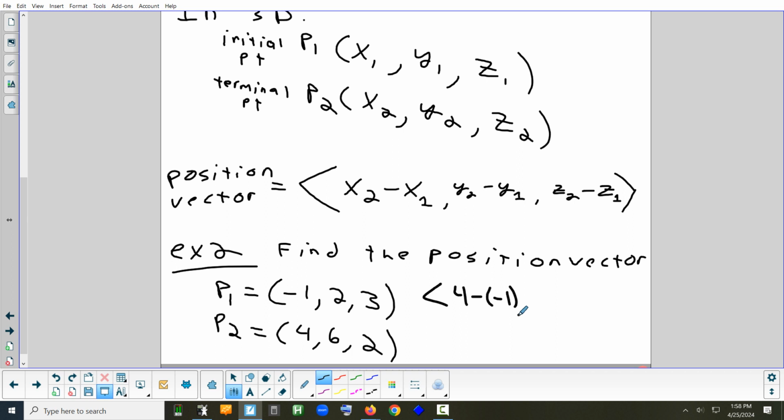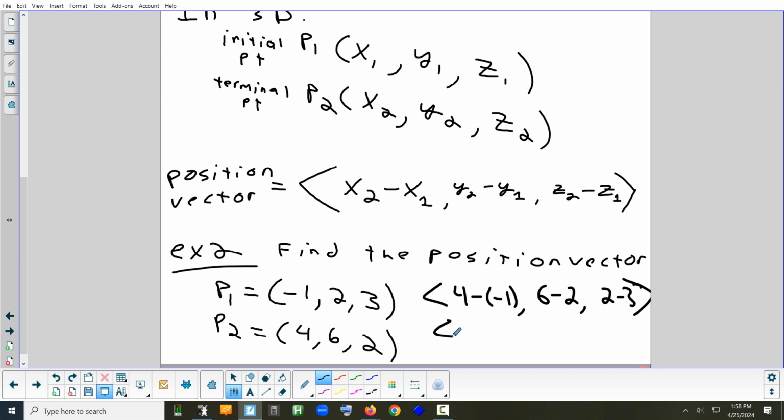Chris, what am I going to write down to find the y component? 6 minus 2. Yep, so we got the 6 minus 2. And Christian, what am I going to write down to get the z component? 2 minus 3. Now, does the order matter there? The order you subtract the x's in. Yeah. When you subtract two numbers, it's not the same if you switch it. So you have to do the terminal point minus the initial point, not the other way.